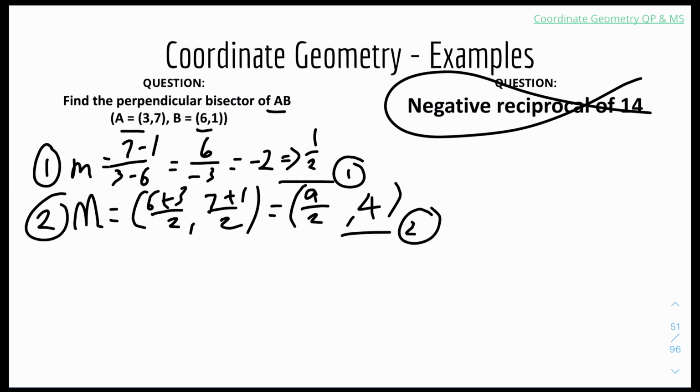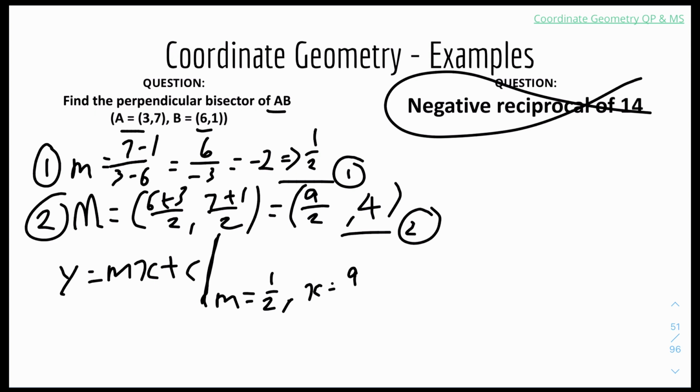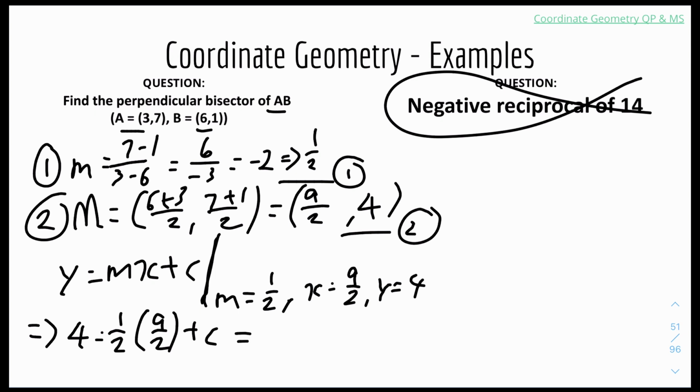So to find the equation of the perpendicular bisector, you just combine the gradient and midpoint to find the new equation. So y equals mx plus c, where the gradient m is 1 over 2, and x is 9 over 2 and y is 4. So it will be 4 equals 1 over 2 times 9 over 2 plus c. This will mean 4 equals 9 over 4 plus c.